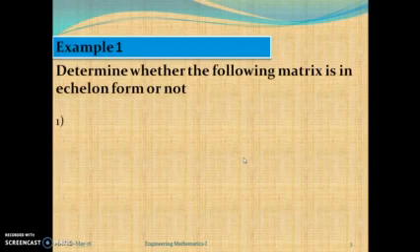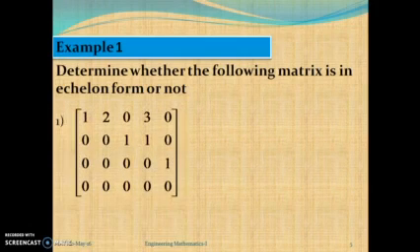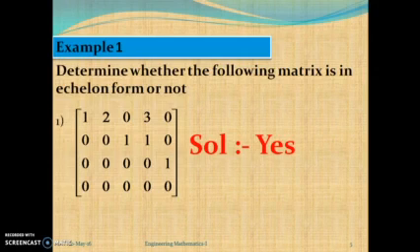Now take one example: determine whether the following matrix is in echelon form or not. This is the matrix. Check whether this matrix is in echelon form or not. The solution is yes, because all the zero rows are present below the non-zero rows, it satisfies the first property, and below all the diagonal elements all entries are 0, therefore it is in echelon form.